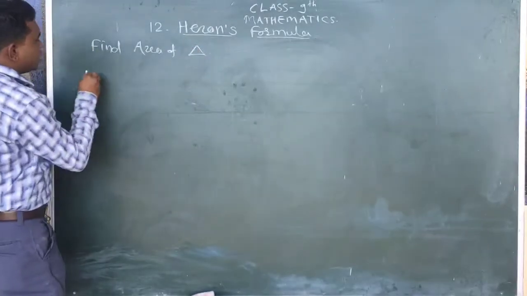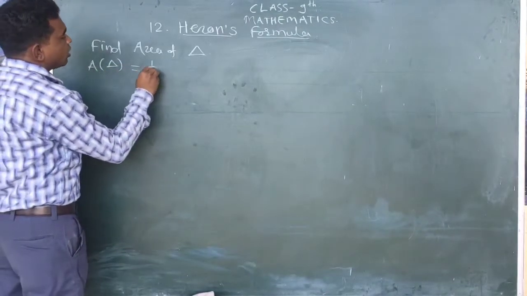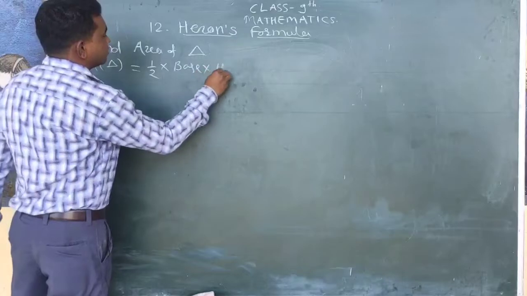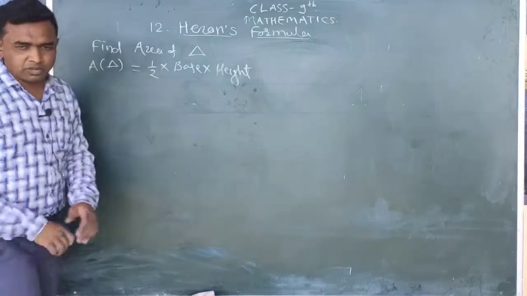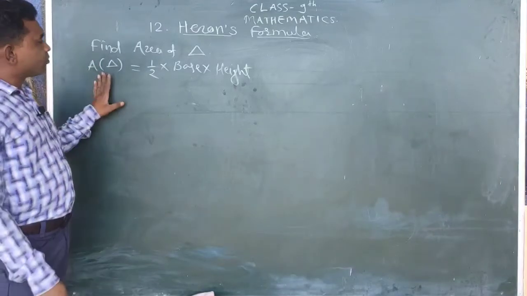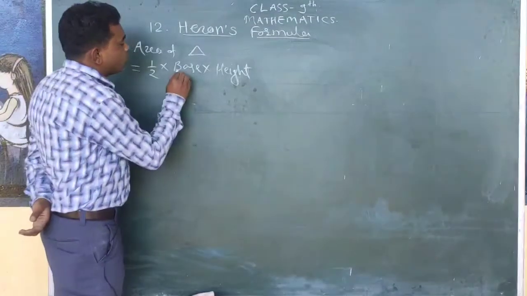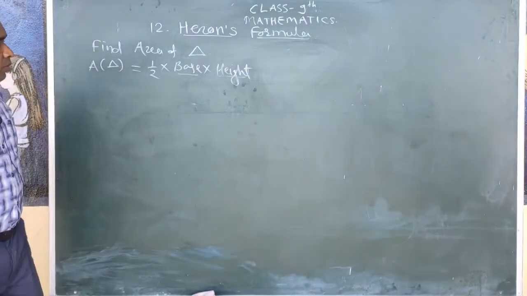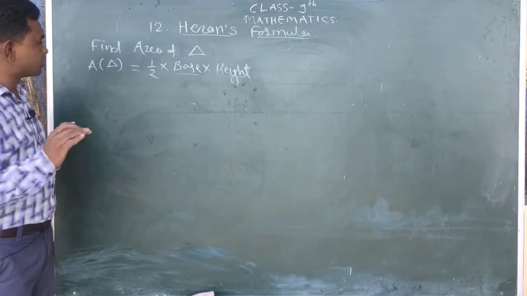To find the area of a triangle, we simply use the formula 1/2 into base into height. This is the traditional formula. So, in this formula, to find the area of a triangle, we must know beforehand which one is the base and which one is the height. We already studied and solved examples with different types of triangles.